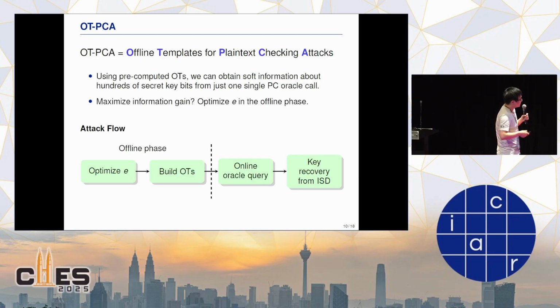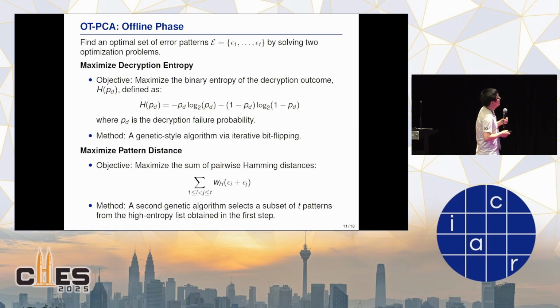So one thing to note is that this offline phase, this optimization, is not like templating. We are not profiling a device or a key. We are actually profiling the behavior of the HQC decoder. If HQC still works as documented in the specification, then you only need to do this task once, and you can place it somewhere, and next time you can use it to attack any implementations and any keys.